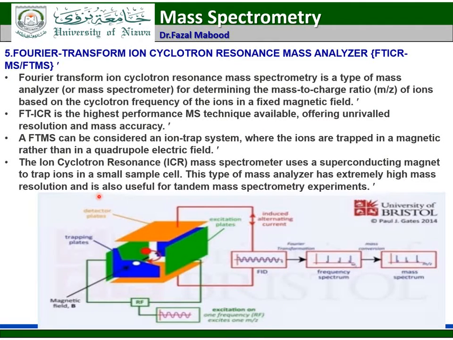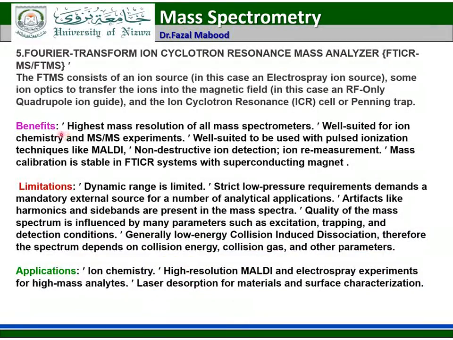Here you see the trapping plates, here the magnetic field, and here the excitation coil, and here the FID. This is the frequency spectrum, and this is the mass spectrum. Benefits: highest mass resolution. Limitation: dynamic range is limited. Application: ion chemistry, high-resolution MALDI and electrospray experiments for high mass analytes, and laser desorption for material and surface characterization.